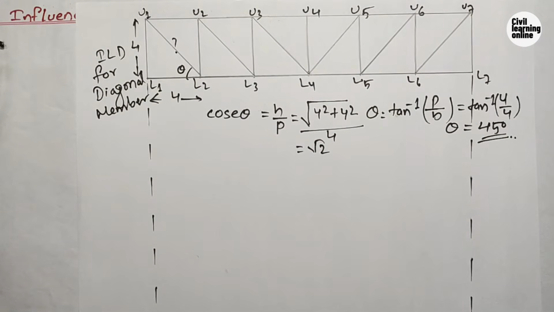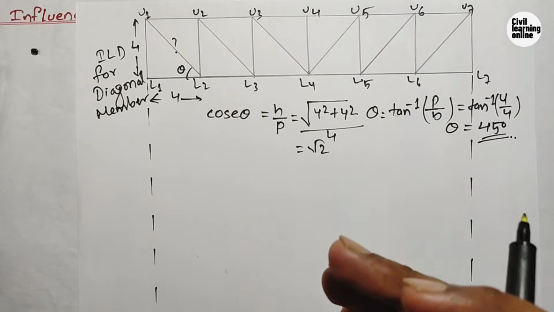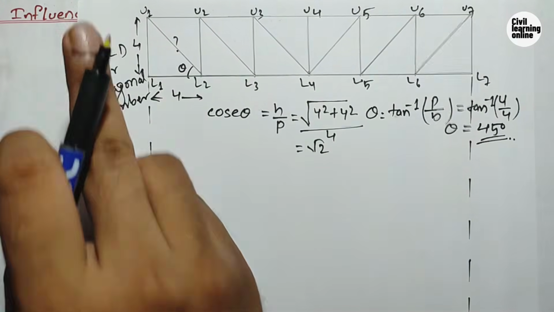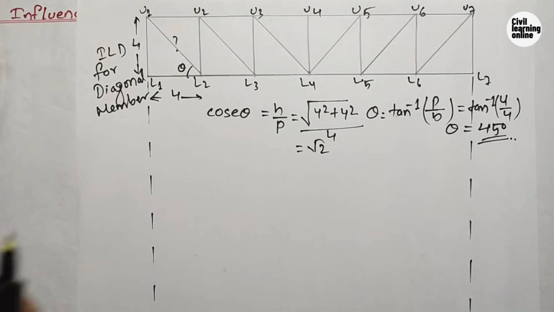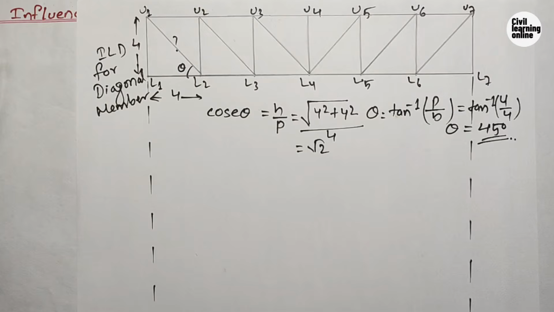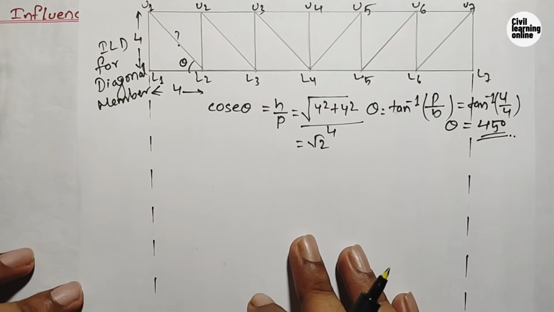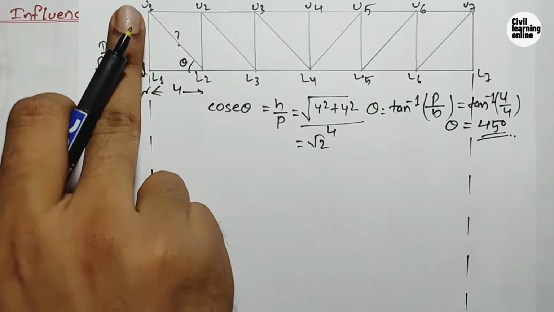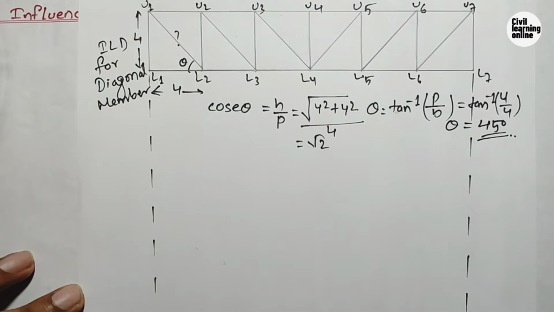Now when I proceed with the solution of this numerical, then you will come to know the use of cosec theta in calculating the influence line diagram for the diagonal member. So without any delay, let us first calculate the influence line diagram. Draw the influence line diagram for the diagonal member U1 L2.